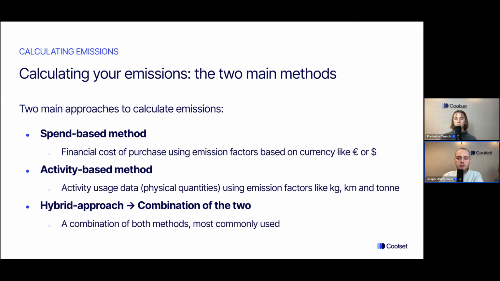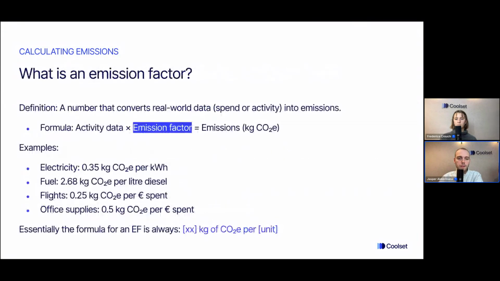What we see mostly, for example, at Coolset, is companies using the hybrid approach, essentially combining both together, because that provides the perfect balance between granularity, which is more activity-based, and coverage, which is more spend-based. So we're going to dive a bit deeper into that and give you some examples to work with. But first, let's have a look at what an emission factor actually is, which forms the basis of the calculation element of carbon accounting.